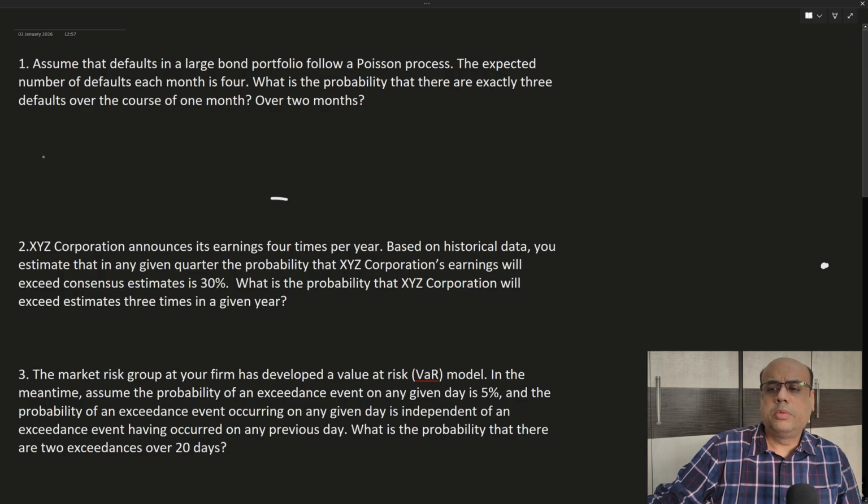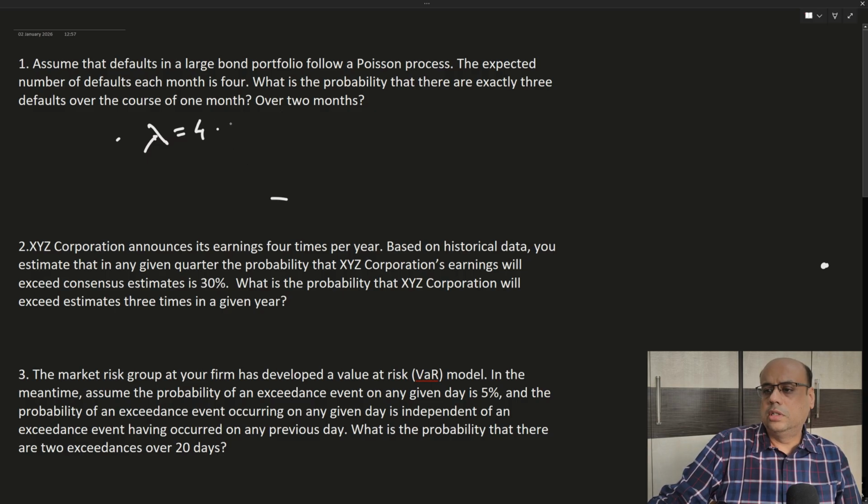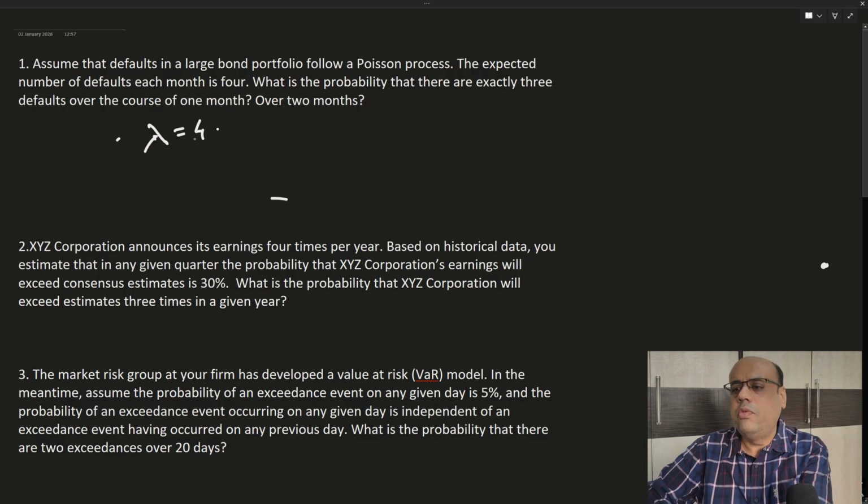So like we know, the Poisson is basically used for modeling the number of defects or number of customer complaints in a, let's say, 48 hour or a 72 or 96 hour time frame, or maybe 1 month or 2 months like that. So here it is saying that the expected number of defaults each month is 4, which means lambda is equal to 4, and what is the probability that there are exactly 3 defaults?